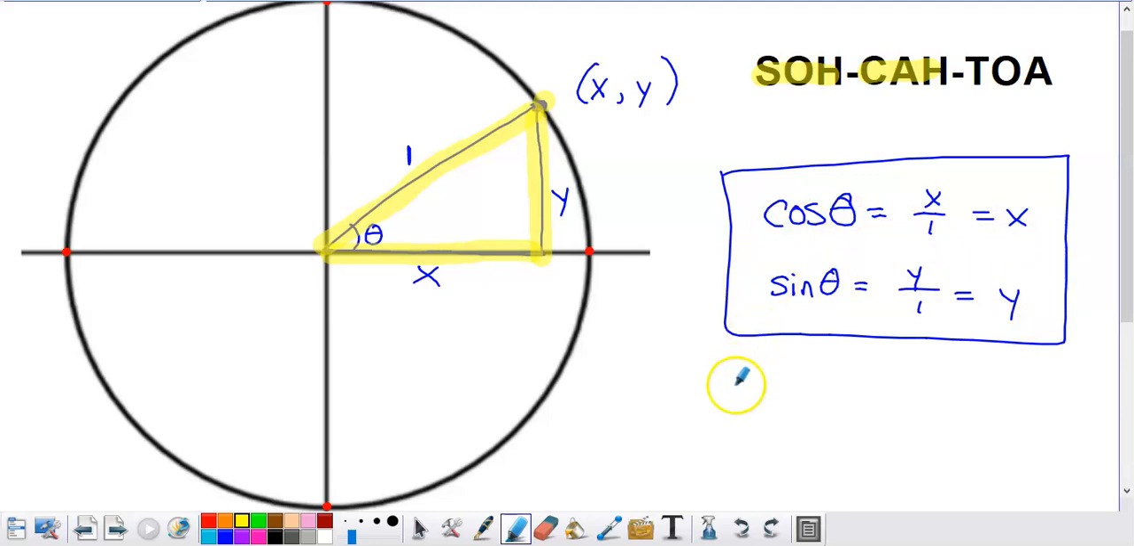So in the next few videos, we'll actually try to use what we've built within this video to evaluate some trigonometric ratios.